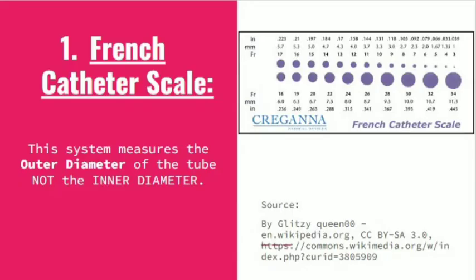The first scale discussed will be the French catheter scale. This system measures the outer diameter of the tube, not the inner diameter of the tube. It has nothing to do with the inside of the tube. Second, you can see on the right side of the figure, this is the scale. With the increasing number, you can see the increasing size of the circle, also known as increasing diameter of the circle, as you can see in the figure.